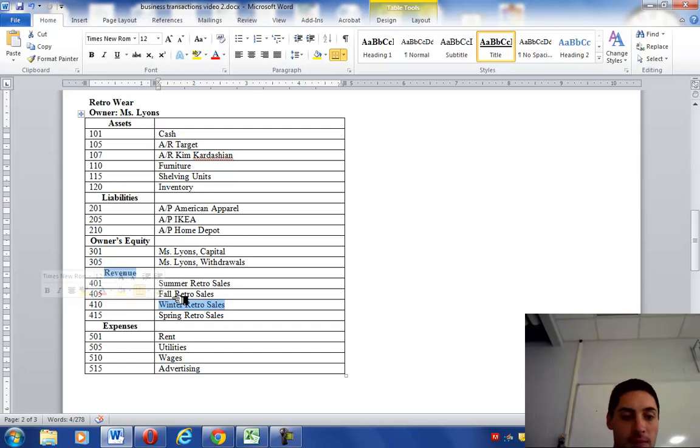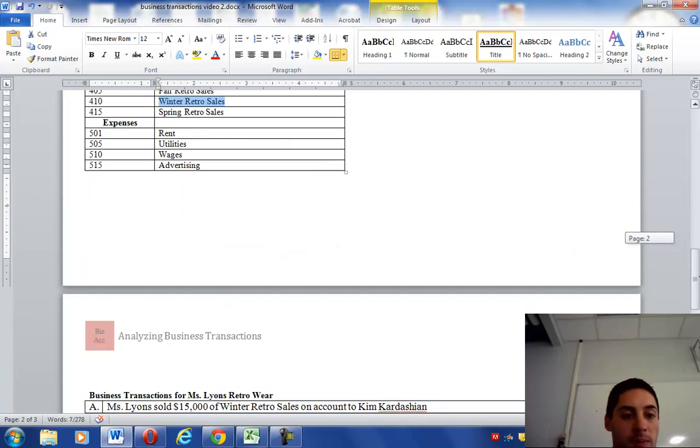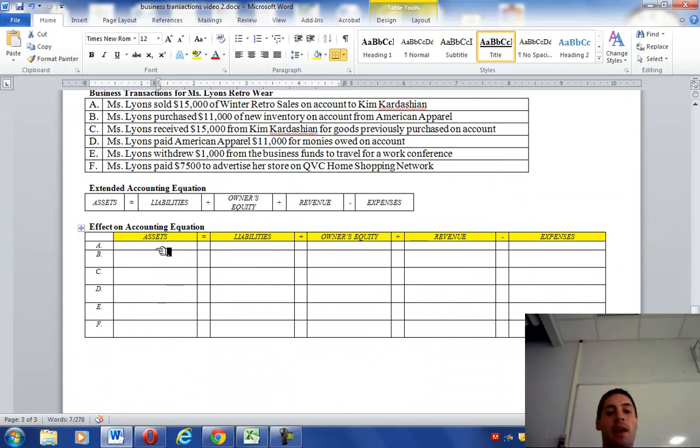Now let's record this and see its impact on the accounting equation. So assets, account receivable Kim K, going to go up $15,000. Now if something goes up on the left side of the accounting equation, then something on the right side is also going to have to go up. In this case, it's Winter Retro Sales, and this is also going to go up $15,000. Does the equation balance? Well, sure, something on the left side went up $15,000, and something on the right side went up $15,000. We're good to go, now we can move forward.